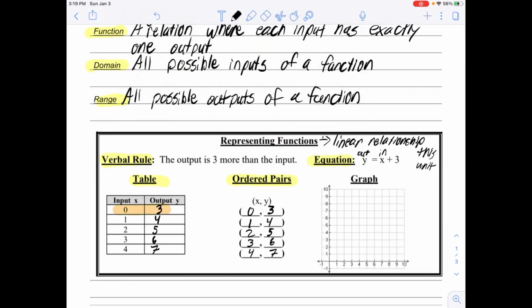Now I can take all of these things and I can put them on a graph. So 0, 3, remember that this is my x-axis, this is my y-axis. So here, in my last way to represent my linear relationship, my function, I'm just plotting these. So 0, 3 will be over 0 and up 3. 1, 4 is over 1, up 4. 2, 5, 3, 6, and 4, 7.